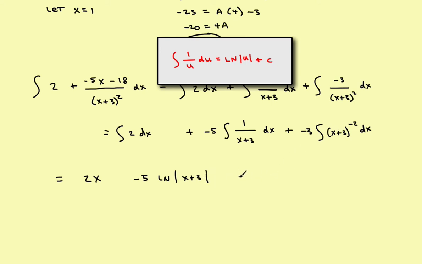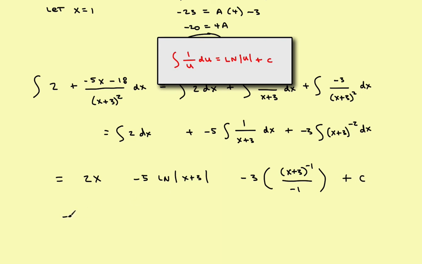And then there'd be a plus c here. Then you've got this last one. Well, the last one is -3, and the antiderivative of this would be x plus 3 to the -1 divided by -1, and then we'll combine the plus c, plus c, plus c, all these pluses into one constant right out here on the end.